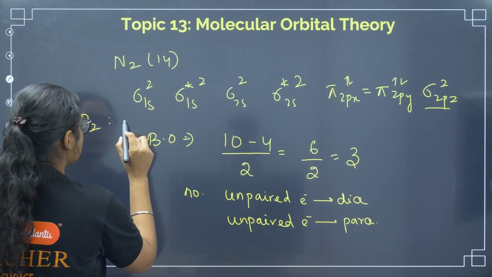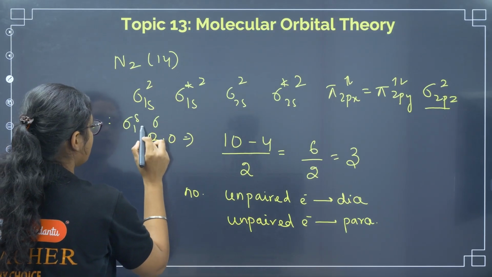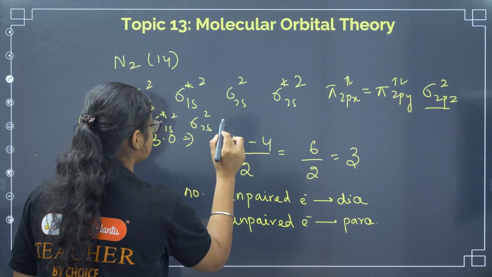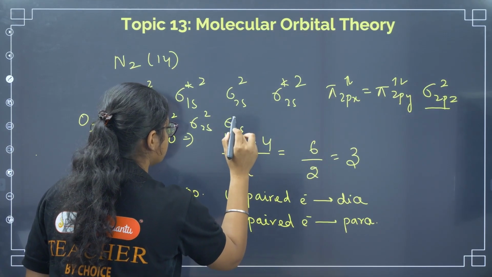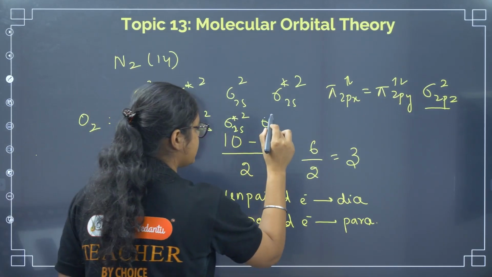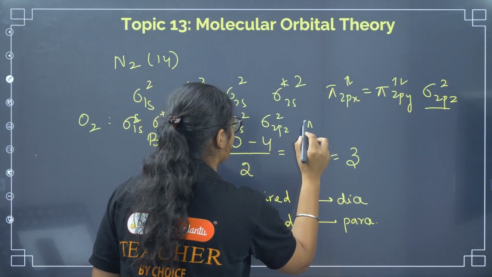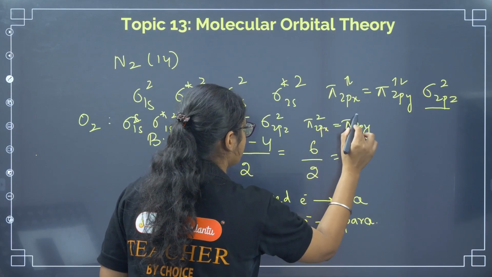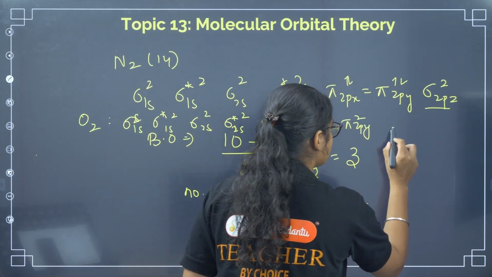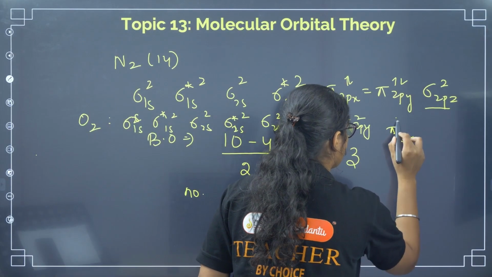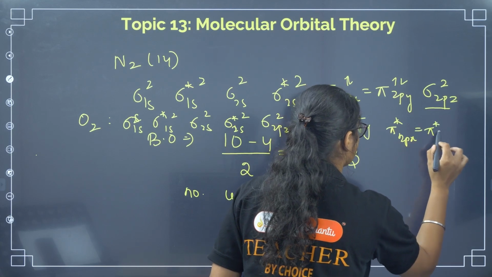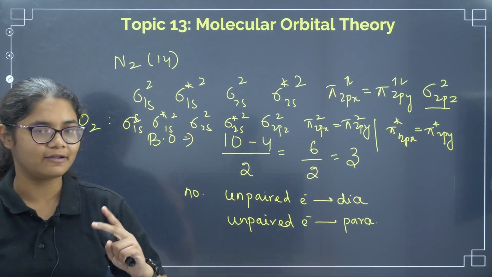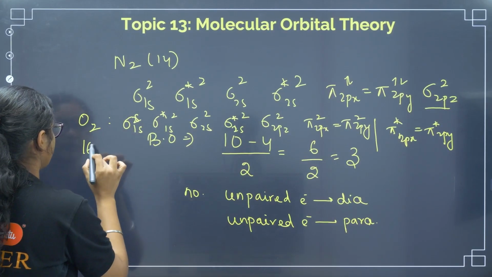So I will get here sigma 1s2, sigma star 1s2, sigma 2s2, sigma star 2s2, then sigma 2pz2 will come. Then we have pi 2px2, pi 2py2, right? Now we have pi star 2px and pi star 2py. Now if you see, till this one we have filled 14 electrons. 2 more electrons are left, 15 and 16. So for oxygen, total electrons is 16.